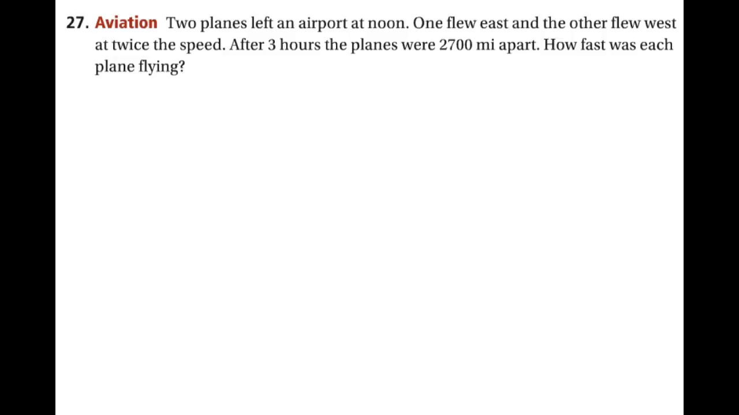First one here, number 27. We've got two planes flying out of an airport. One is going to the east, one's going to the west. The one that's going east is actually going slower than the one that's going west. So the one that's going west is going to go further along. We do know that the total distance that they travel is 2,700 miles.